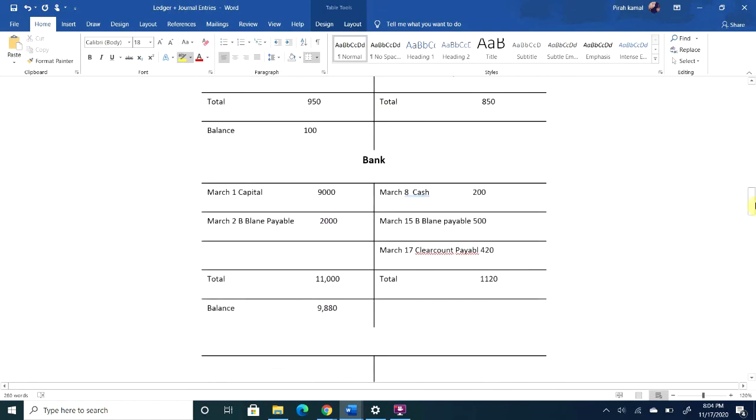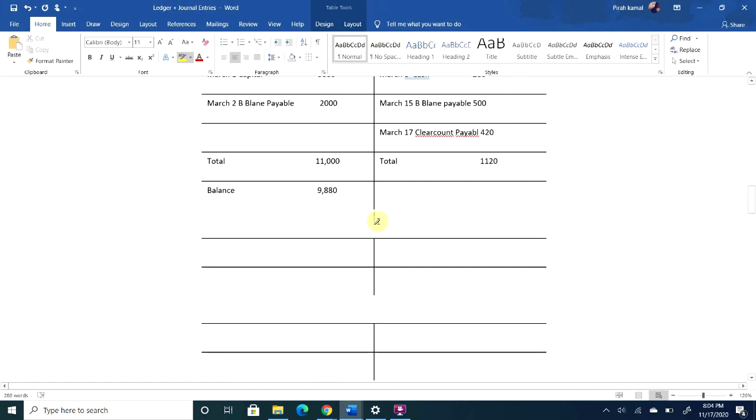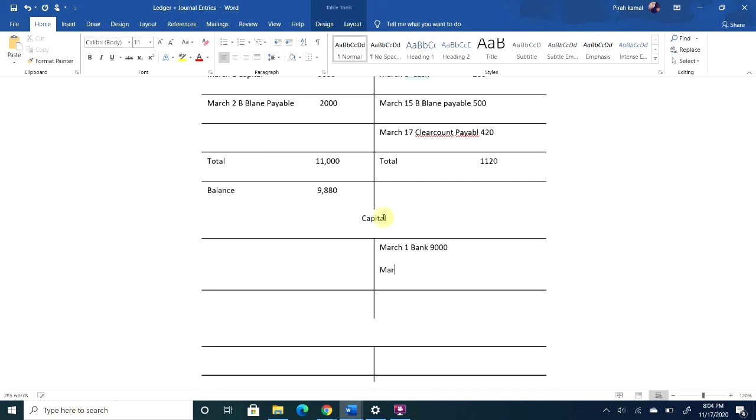Next is capital. Capital is easy peasy. We don't have to do a lot of things over here. Capital is a single entry, so we will just write March 1 bank 9,000, March 1 cash 750. Over here total and balance are the same. It doesn't matter if we write total or balance. So we will directly opt for balance. We will write balance 9,750.